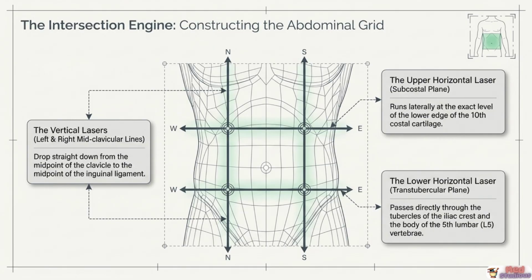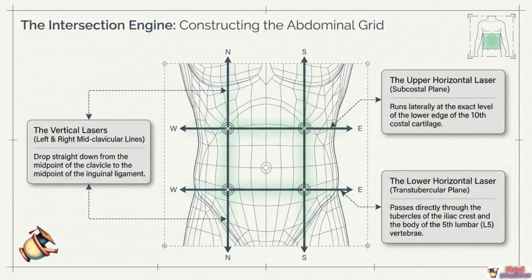The grid is created by 4 anatomical planes, 2 vertical and 2 horizontal. The 2 vertical lasers are the left and right mid-clavicular lines. Each drops straight down from the midpoint of its respective clavicle to the midpoint of the inguinal ligament. These lines divide the abdomen into a left column, a central column, and a right column.